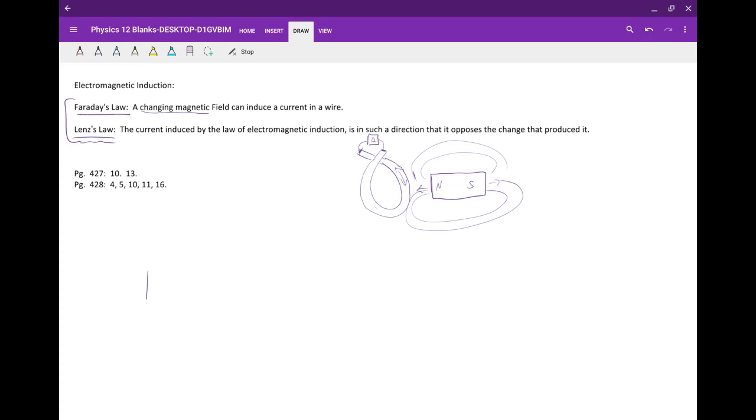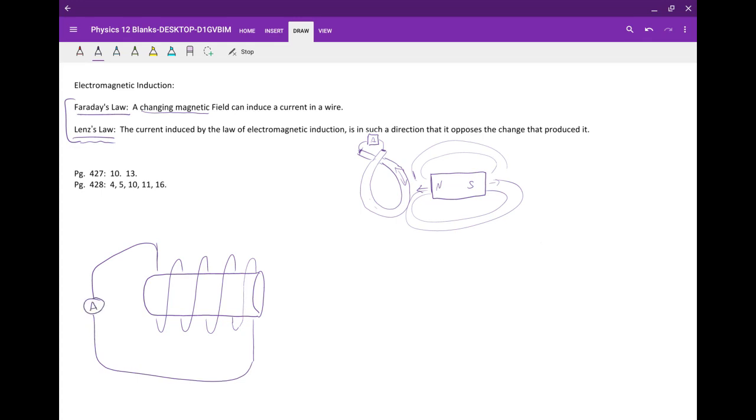So let's see what's going on. Let me draw up an example here. So I've got now, let's say, a coil here. And let's say that this coil is, oh, shoot, I erased my coil. A cylinder, and it's hollow, like this. Okay? And then I've got a thing to measure the current here.